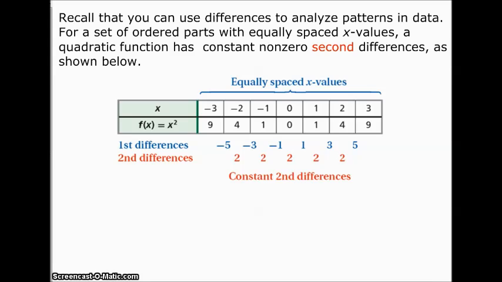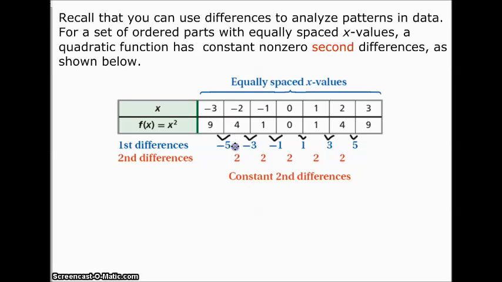Now, common difference means that when I subtract 9 minus 4, I get negative 5. 4 minus 1, negative 3. 0 minus 1, negative 1. 1 minus 0 is 1, 4 minus 1 is 3, 9 minus 4 is 5. So you take the right number and subtract the number immediately to its left to find the first common difference. Now we'll notice that none of the numbers repeat in the first common difference. This means that it's not a linear function.